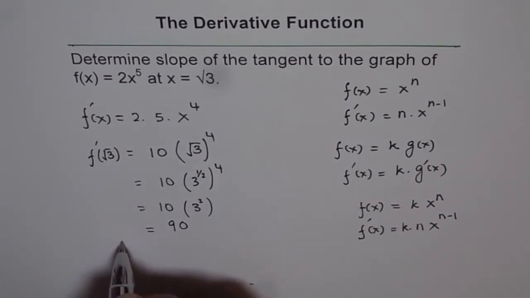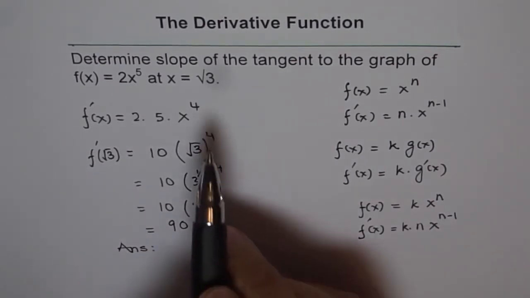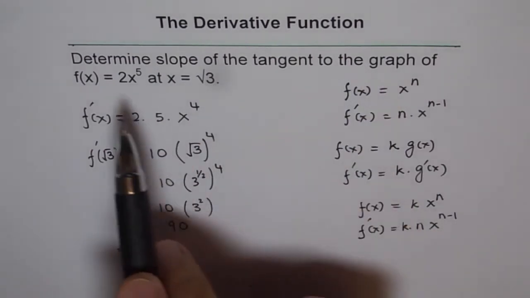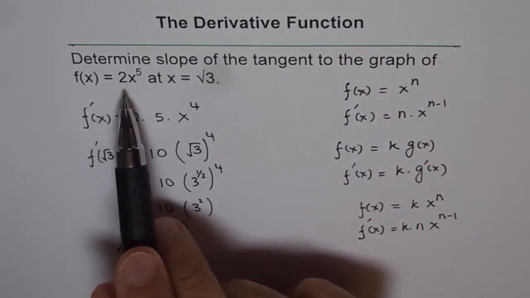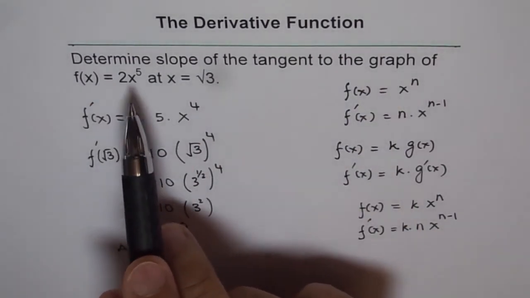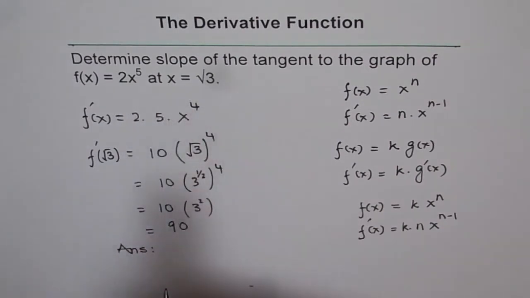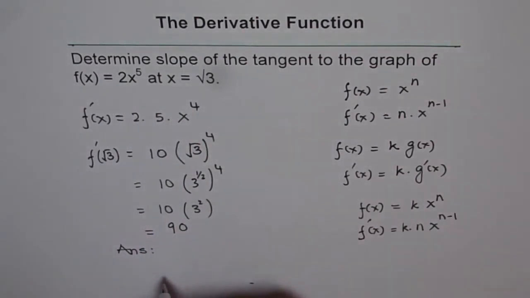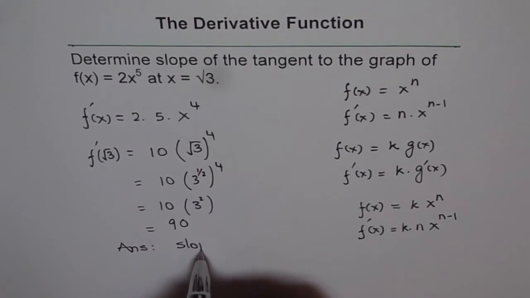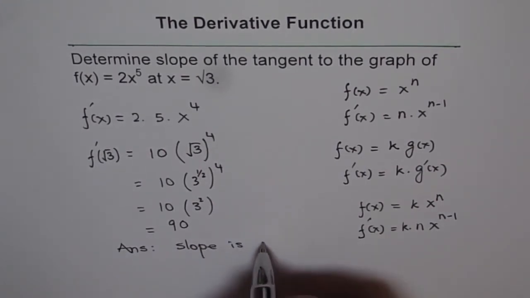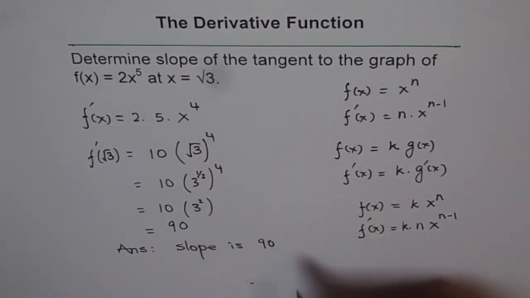So my answer is, the slope of the tangent to the graph f of x equals 2x to the power of 5 at x equals square root of 3 is 90. So we say the slope is 90. So that is how we are going to solve this problem.